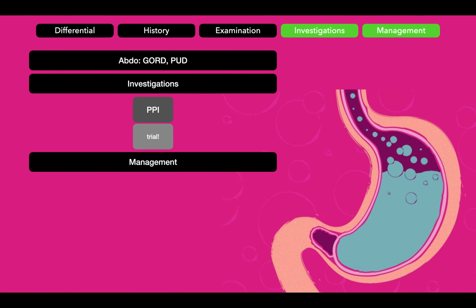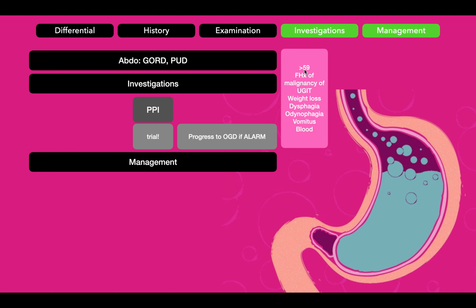For Abdo, you're going to begin with a PPI trial, proton pump inhibitor trial. So you'll put them on omeprazole and you'll see what's what, basically. If they have any of these alarming symptoms, you're going to do an OGD, an esophageal gastroduodenoscopy. Okay? So you put a scope in for the esophagus, the stomach, and the duodenum to have a look, basically, at the upper GI tract.